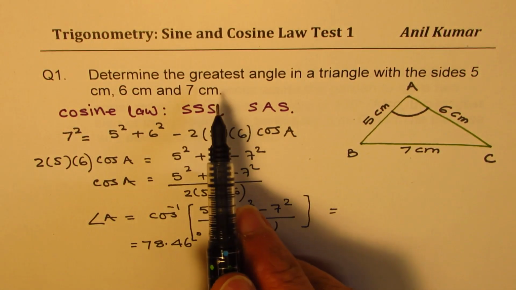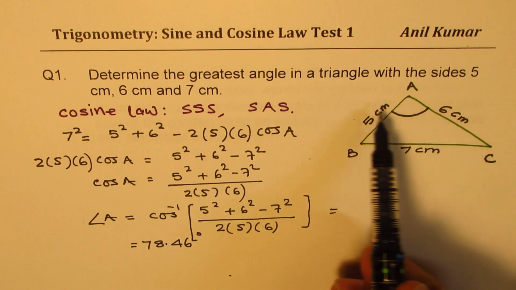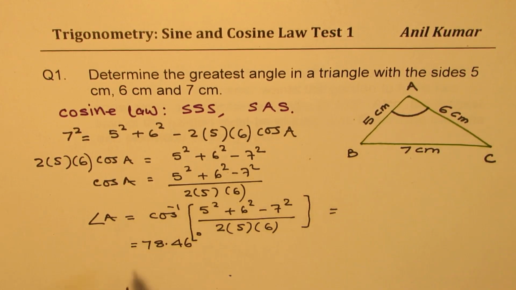Okay, nothing has been mentioned about rounding. Since all these numbers are whole numbers, I'll round this to a whole number, right? So I'll write my answer as 78 degrees, correct? So that is how we can actually solve this question. I hope that's straightforward. Now let's move on to question number 2.